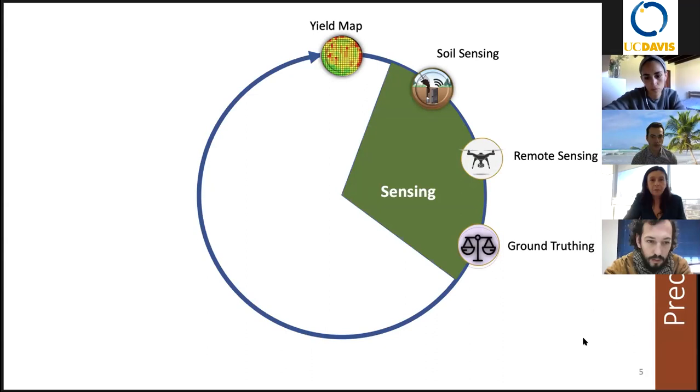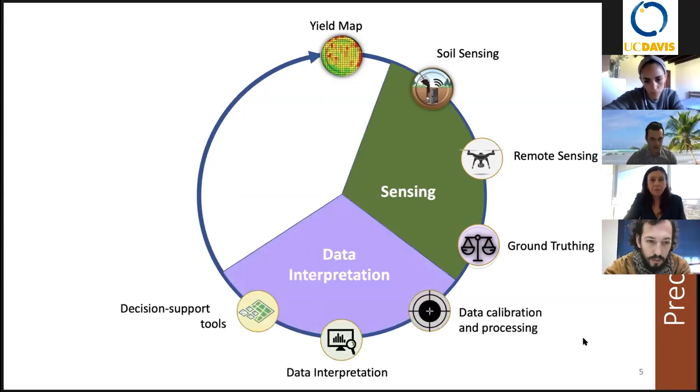That includes soil sensing, aerial imaging, satellite imaging, and also some field scouting or ground truthing. For that, we need to send an agronomist or plant pathologist or water specialist to the field to see what the problem is. And so basically we can validate and calibrate our aerial data using ground truth. I will have a lot of slides about that, so this is just the introduction.